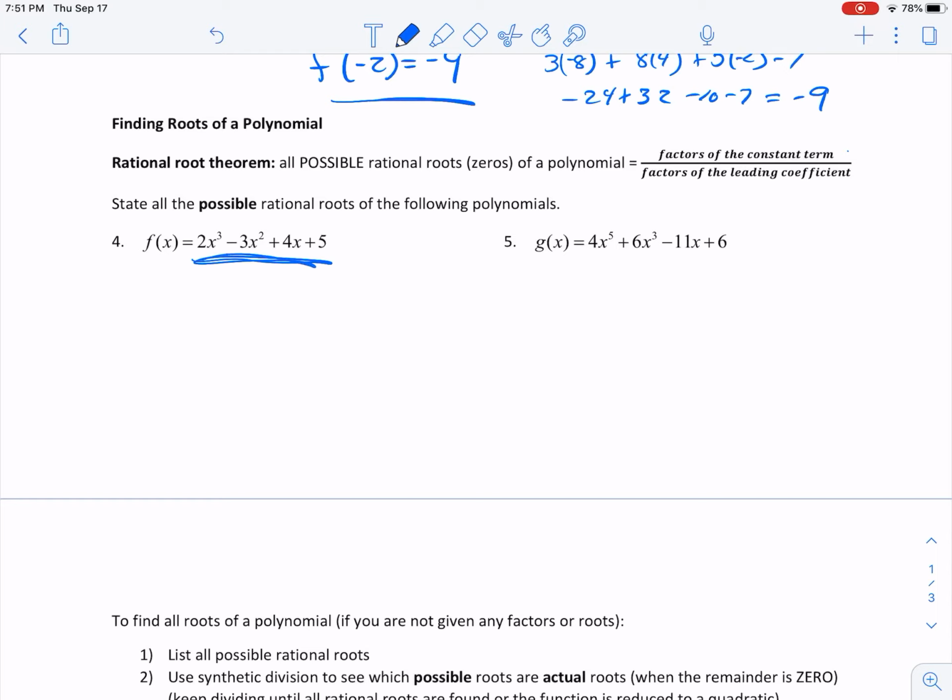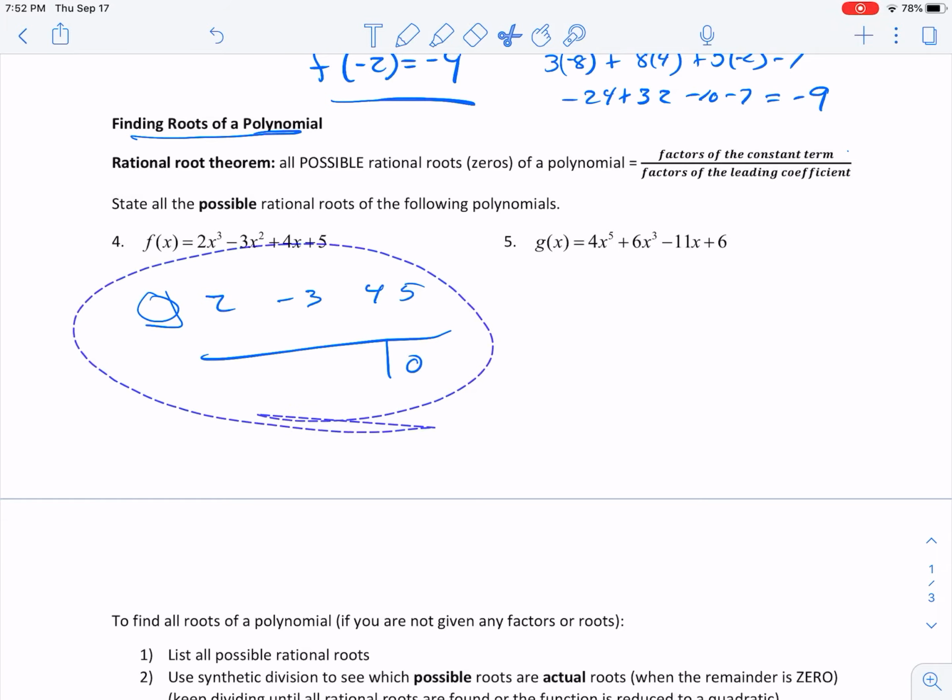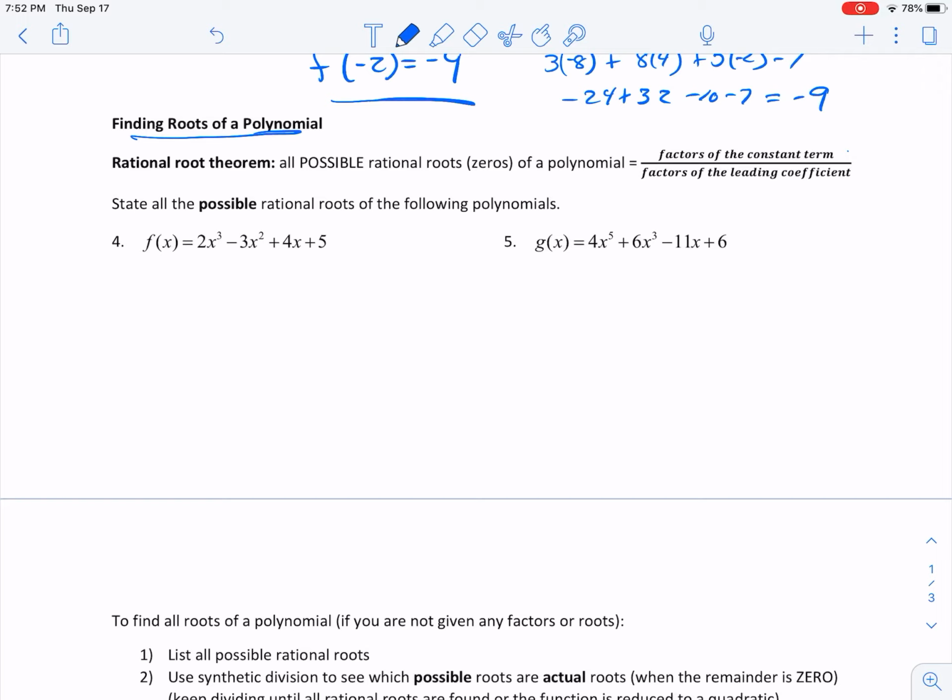Okay? If I do synthetic division with all these things, hang on, let me erase that. Synthetic division with 2, negative 3, 4, and 5, and get a remainder of 0, I found a root. Okay? But I need to know what to put in the box. That's where this comes along. And what they're talking about, the factors of the constant divided by the factors of the leading coefficient.